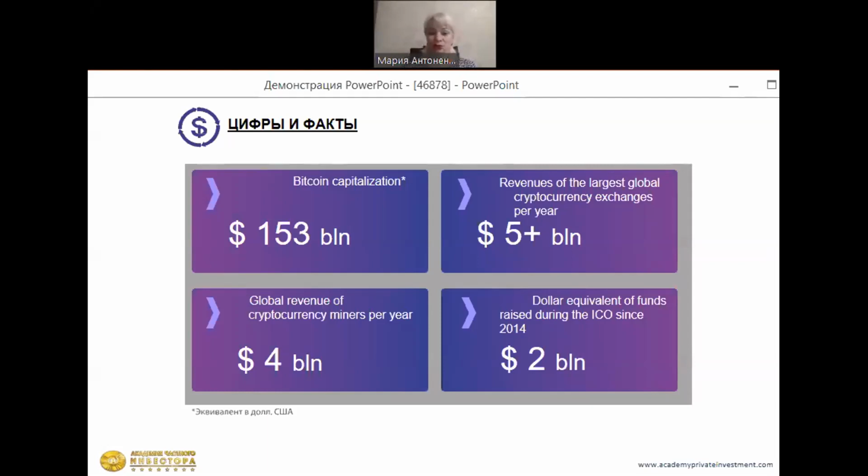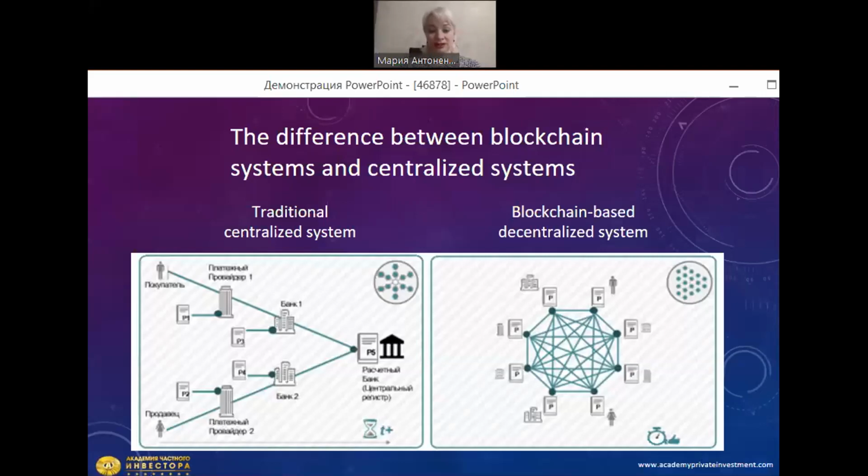So they used to make some trainers, some sports suits, but now they shifted to mining of cryptocurrency, and they don't need to keep stock of goods at their warehouses. They simply make money by mining cryptocurrencies. And the revenues of the exchanges are over 5 billion and even higher.